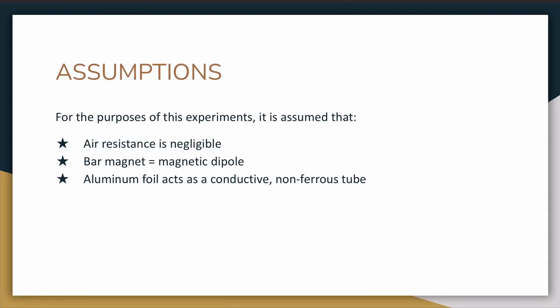It is assumed that air resistance is negligible. The bar magnet is going to be a magnetic dipole and treated as such, and the aluminum foil acts as a conductive and non-ferrous tube.